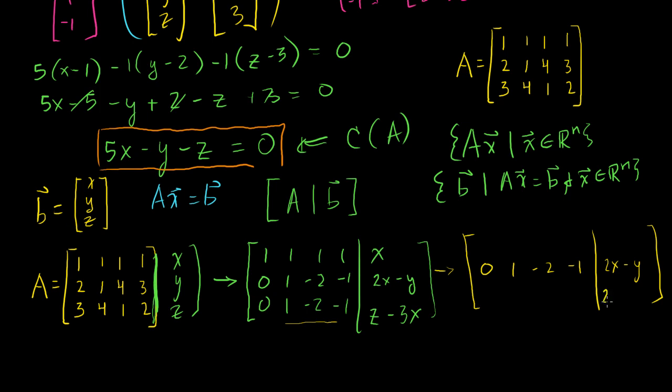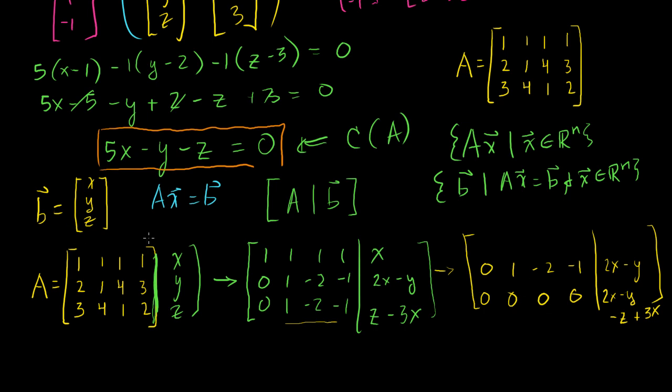So you get 2x minus y minus z plus 3x. Right? I just took this minus this. So minus z plus 3x. So 0 minus 0 is 0. 1 minus 1 is 0. Minus 2 minus minus 2 is 0. And that's also 0.